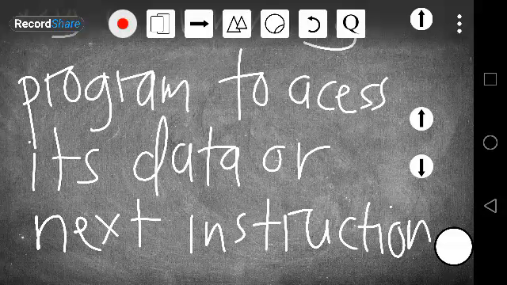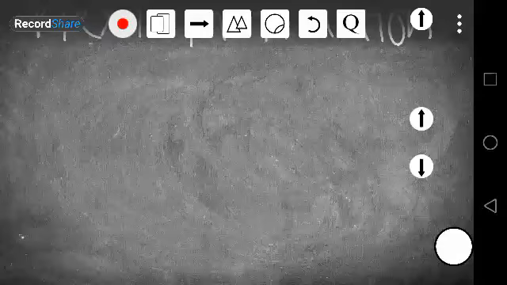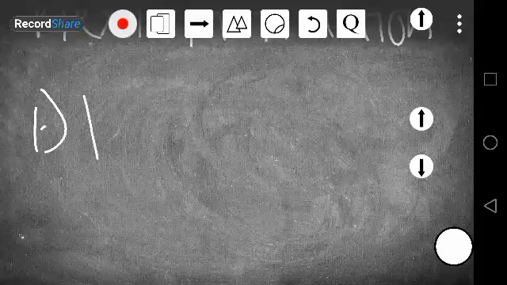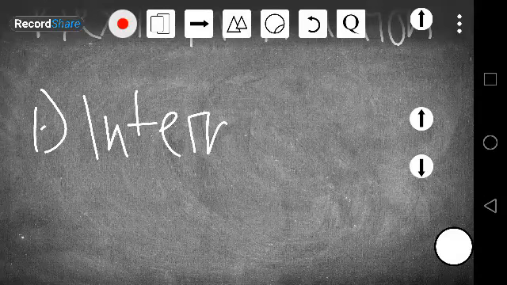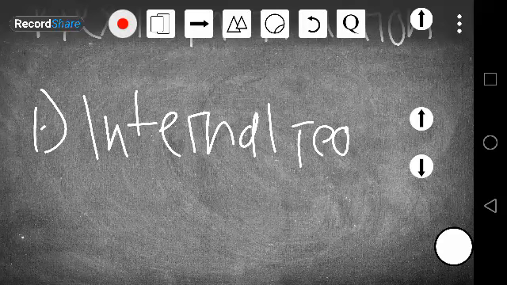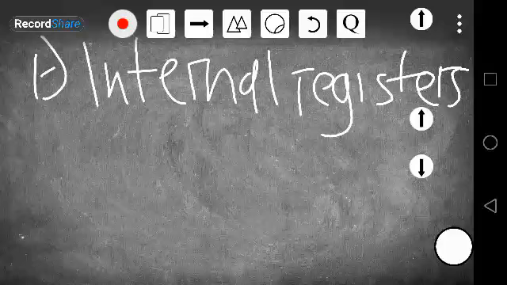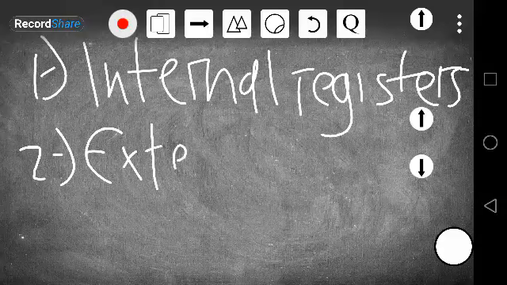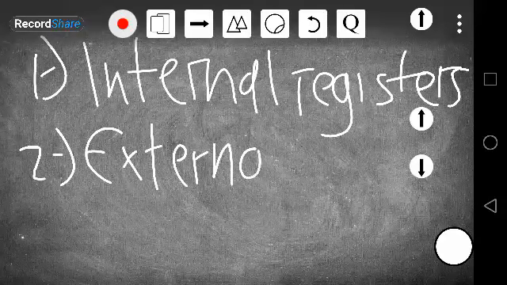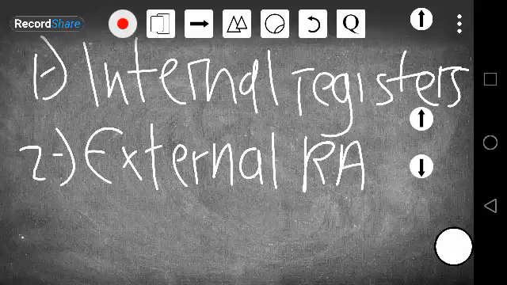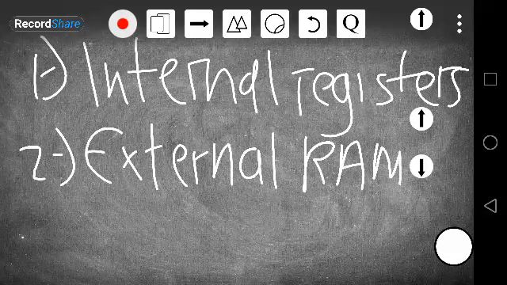So memory here includes the internal registers of the CPU as well as the external RAM. So the memory that we are talking about here is, number one, the internal registers. I'm sure in the previous tutorials, I explained what registers are. And number two, the external RAM. These are the memory locations that we are talking about.